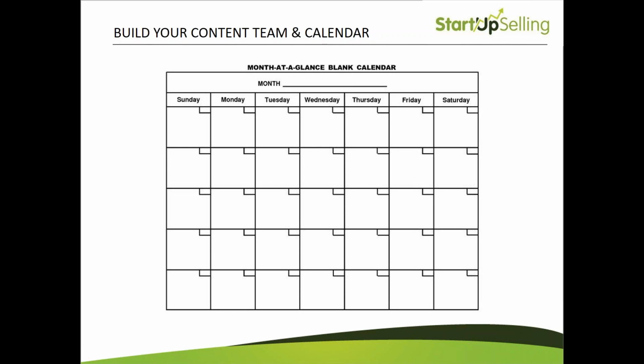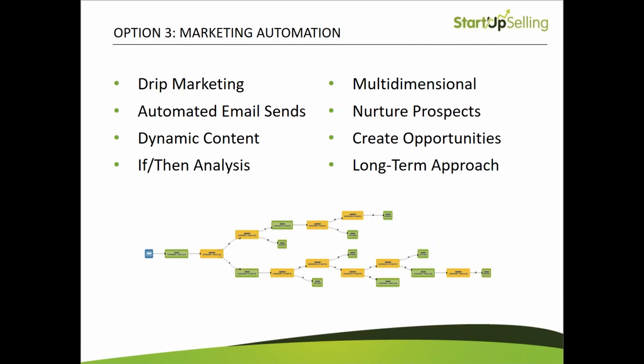So speaking of a marketing machine, the next area that we want to talk about is marketing automation, or more of a true email drip marketing program. What we're talking about here is a series of automated email sends that leverage dynamic content, so differentiated content that goes out based on some type of if-then analysis.